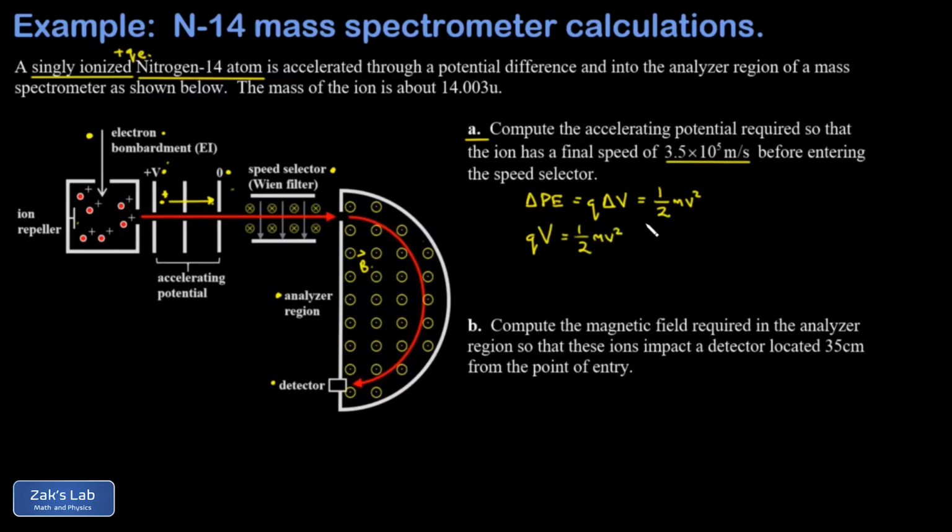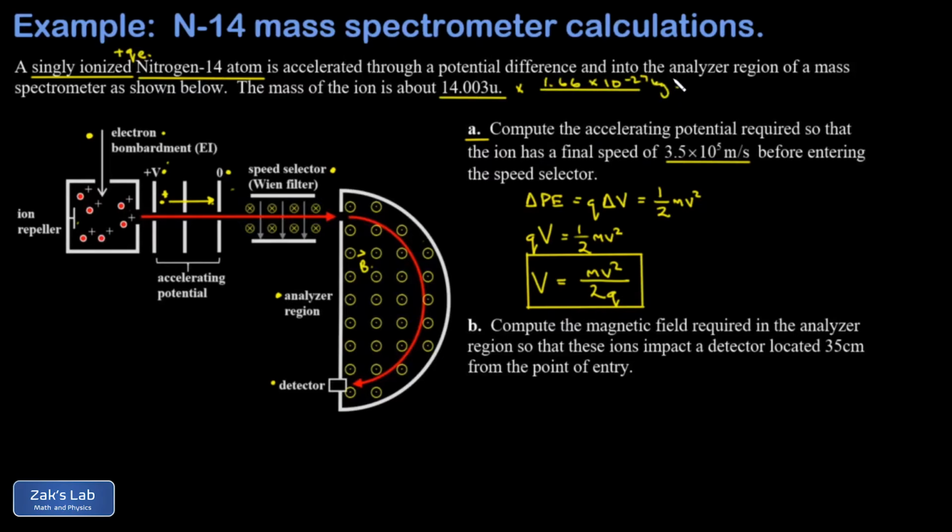The way this particular problem is set up, I'm trying to calculate the accelerating potential corresponding to a known speed. So we solve for V, and I get V = mv²/2q. If we just plug in the mass, the desired speed, and the charge on these ions, I should be able to get the required accelerating potential. There's a little bit of prep work that has to be done because we were given the mass of this ion in atomic mass units, 14.003 atomic mass units. I have to multiply by a conversion factor here.